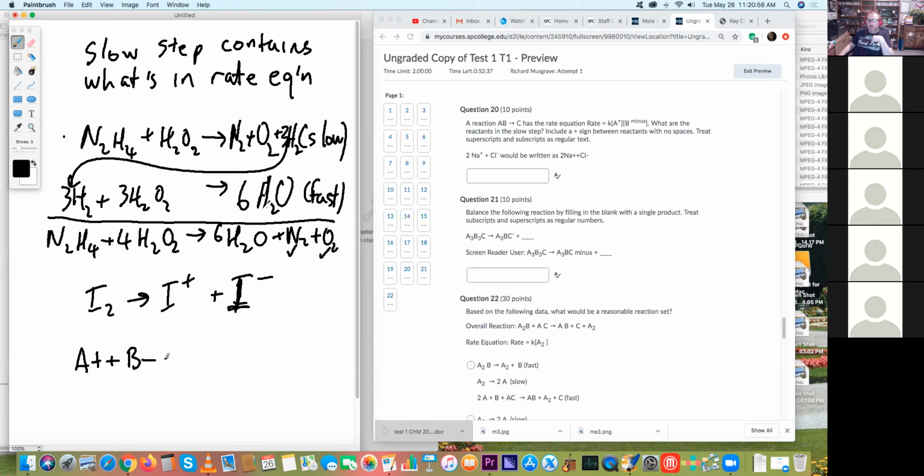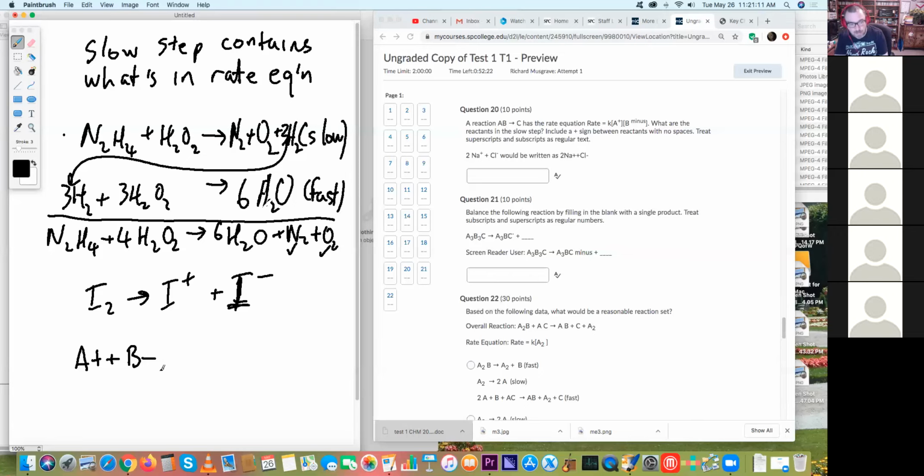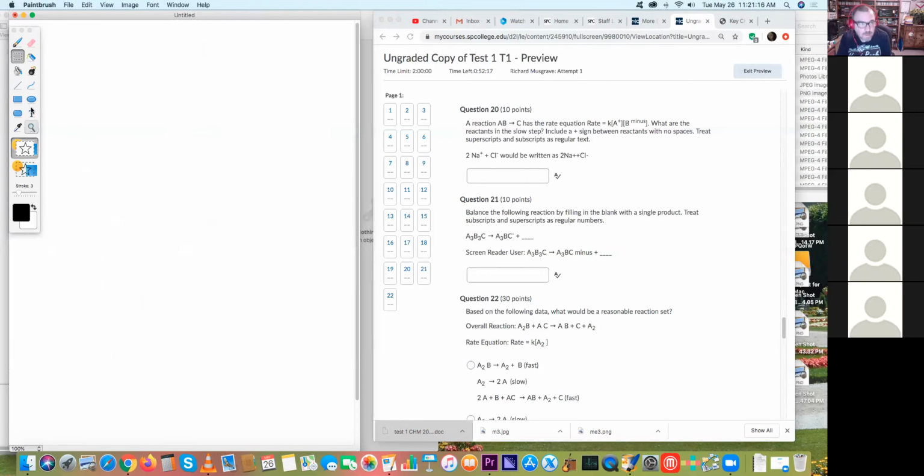Okay, question 21. Oh, sorry, question 20. Any other questions about question 20? Okay, question 21. So this is something that I see a lot of students really struggle with, the balancing of these kinds of reactions. That's why I think doing these problems again and again can be very helpful.